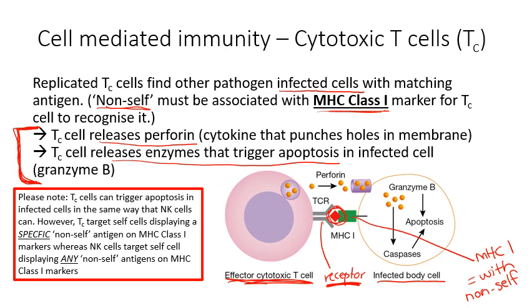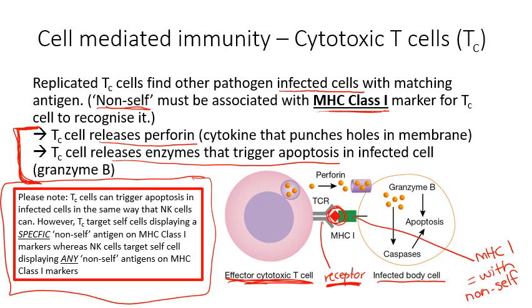So just have a look at that box that I've highlighted in red on the screen here, just to make sure that you know the difference. So natural killer cells will use perforin and granzyme B to trigger apoptosis in a virally infected cell. However, they will target any virally infected cell. So they are not specific.